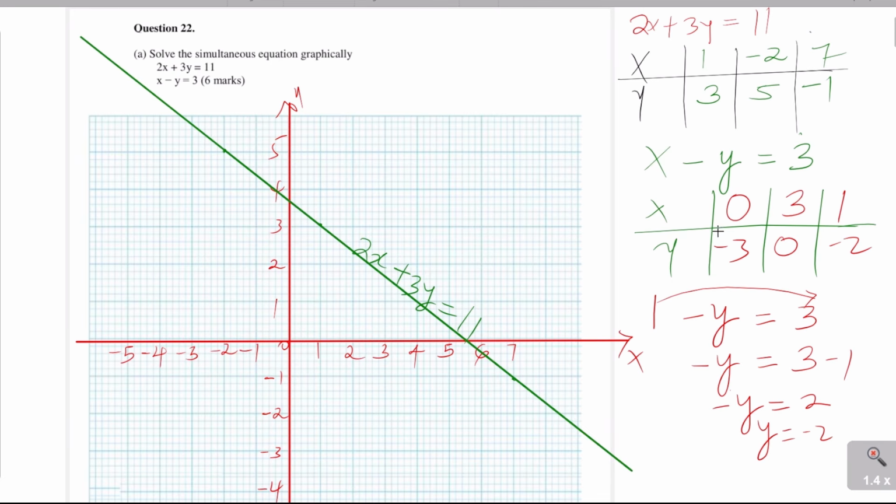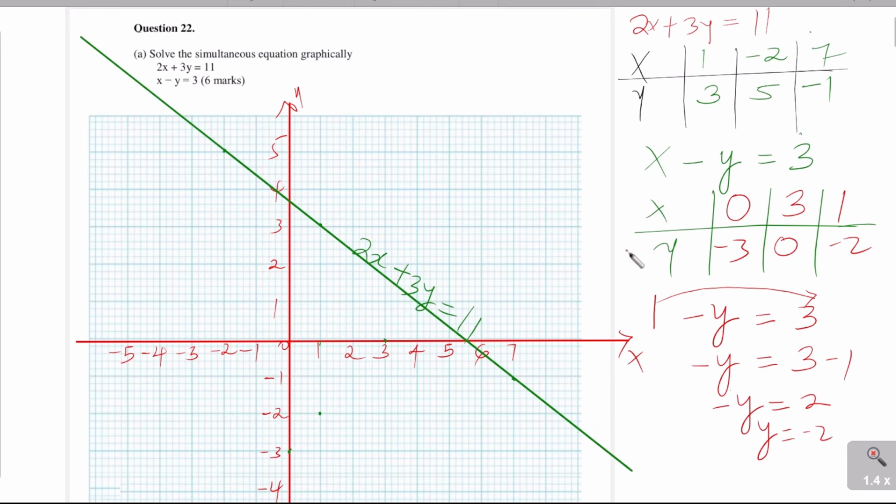The other one is 0, -3. Now you're plotting this. 0, -3 is here. Then 3, 0 is here. Then 1, -2 is the point there. So the 3 points are there.